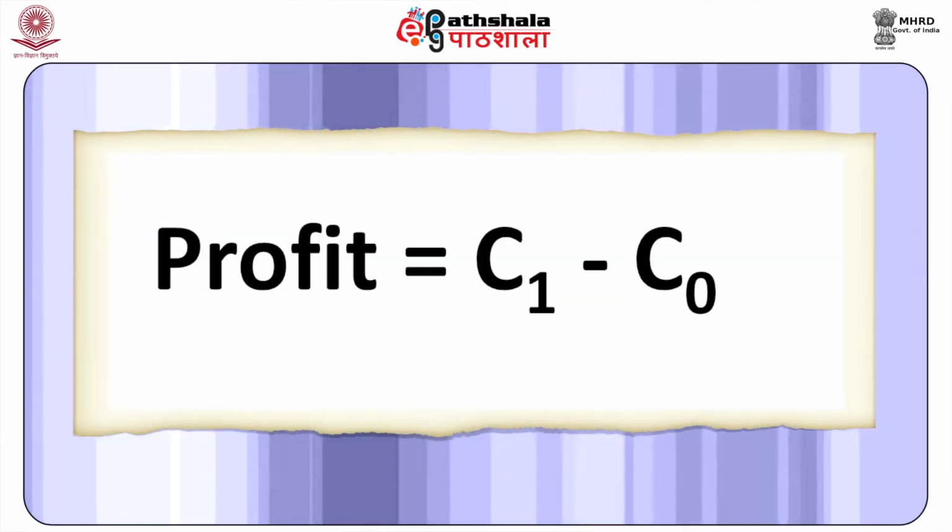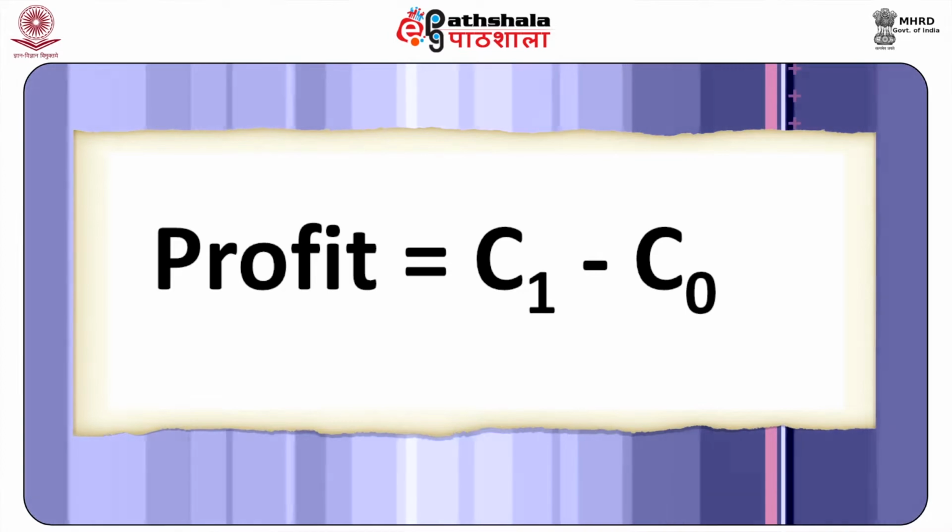To illustrate, let us assume the following terms: C0, L0 and A0 are the opening balances of capital, liabilities and assets respectively. Similarly, C1, L1 and A1 are the closing balances. Now profit may be calculated as follows, where profit will be equal to C1 minus C0.